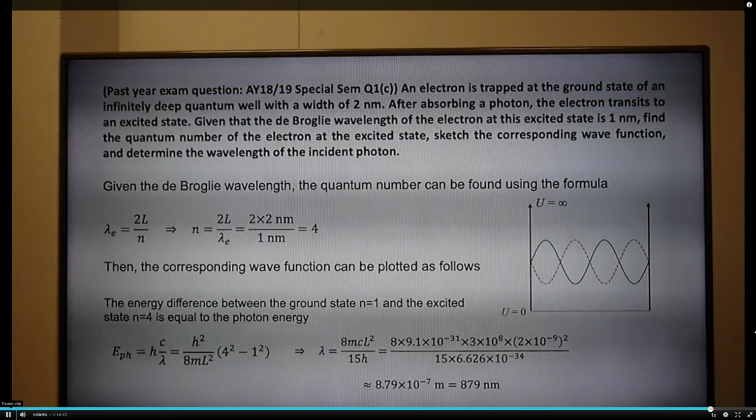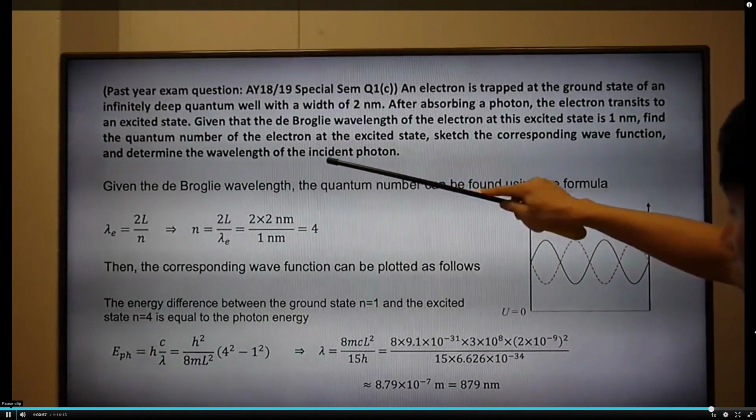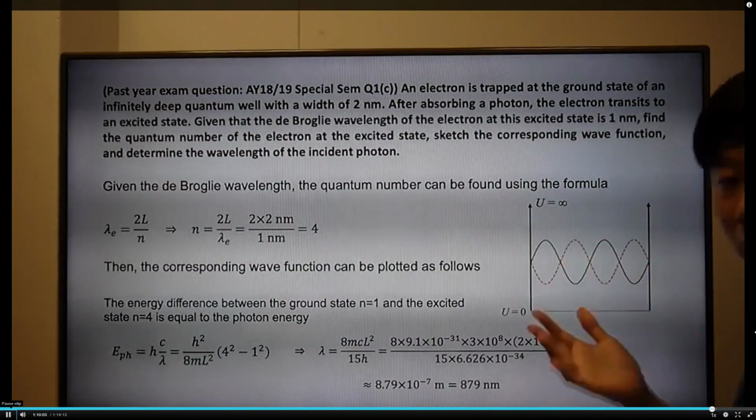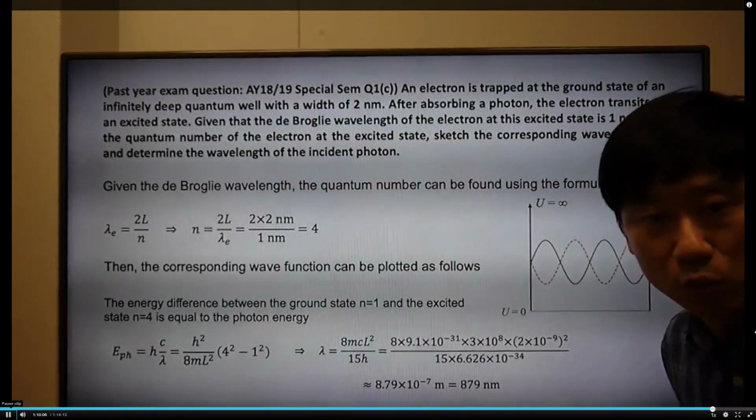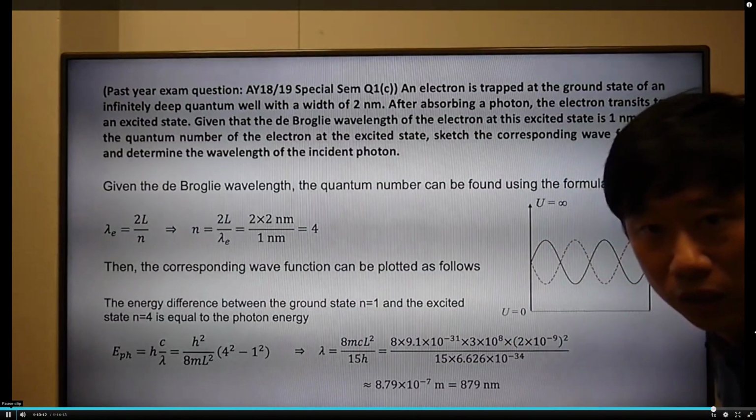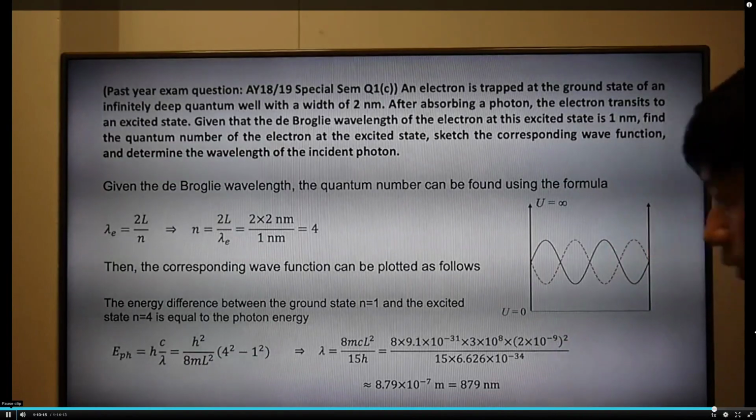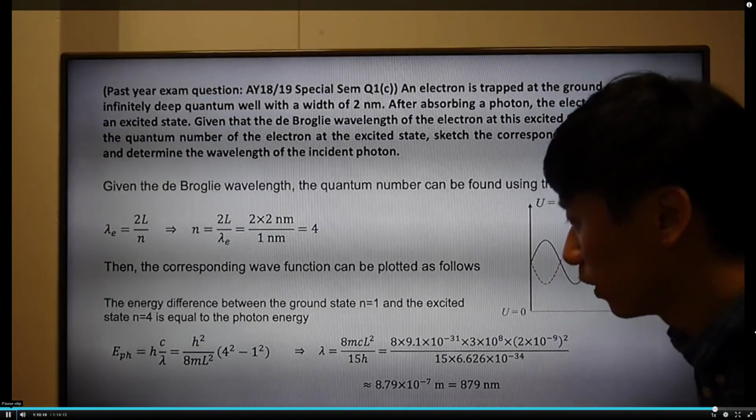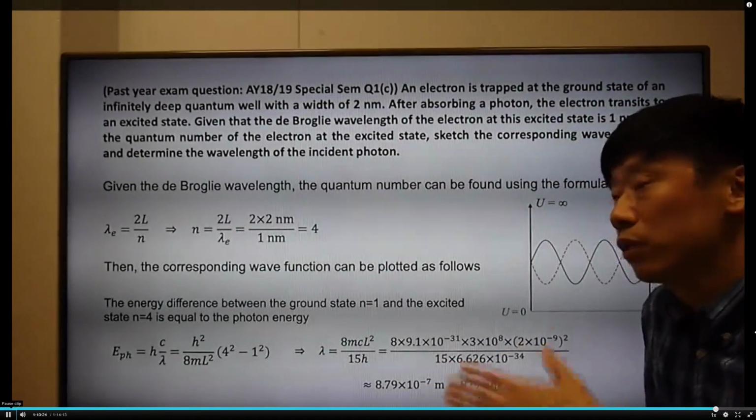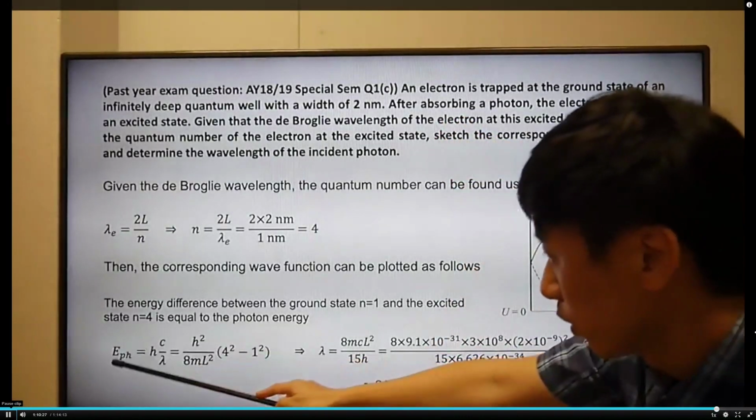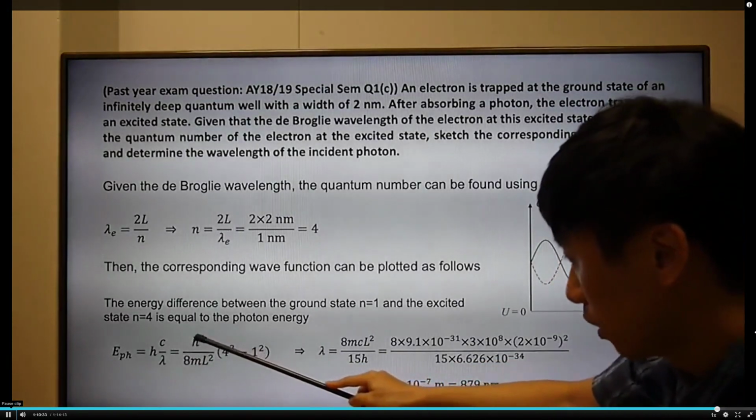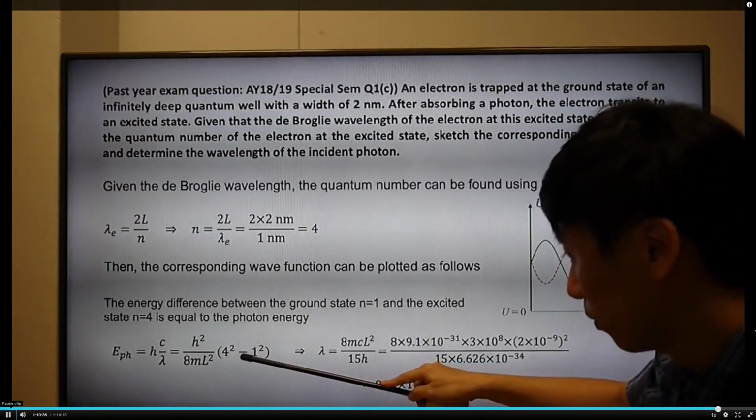Then let's calculate the wavelength of the incident photon. At first this electron was at the ground state, which is n equals 1. Now it is excited to n equals 4 by the incident photon. Then the photon energy will be the difference of the energy levels between 1 and 4. So the photon energy is hc over lambda equals the constant times 4 squared minus 1 squared.